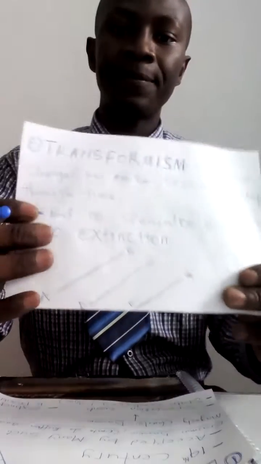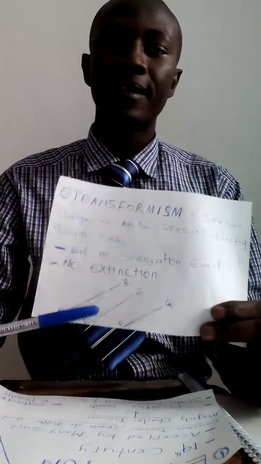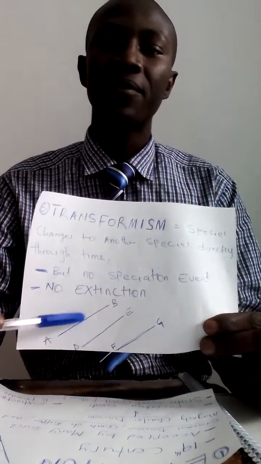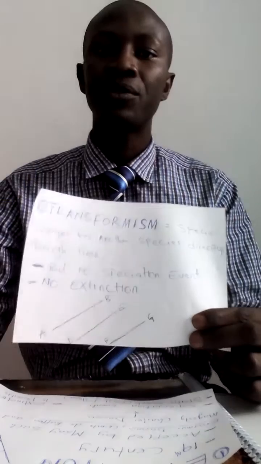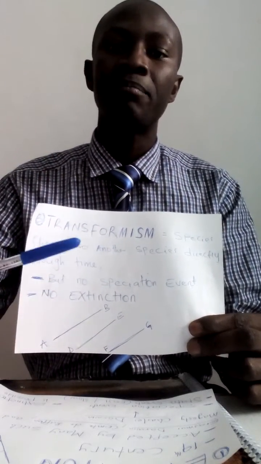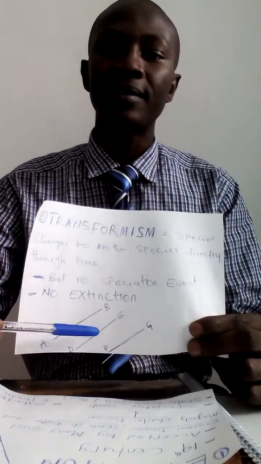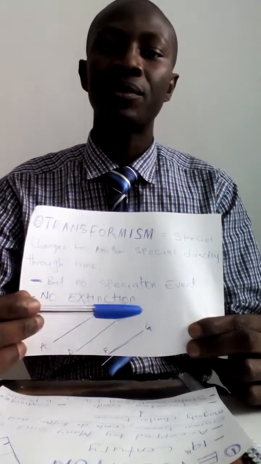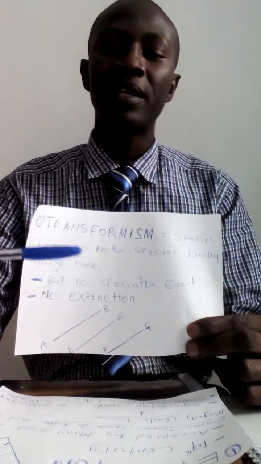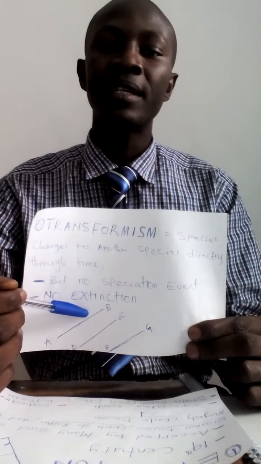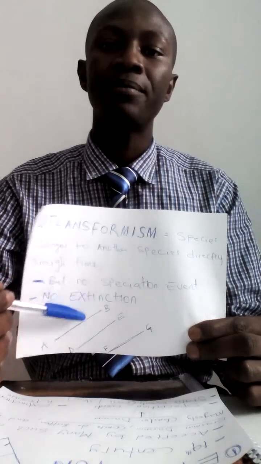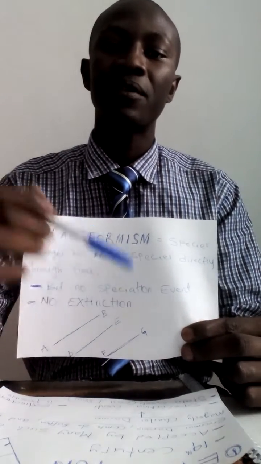And as you can see, this is how we represent transformism. This is species A, which has been transformed to species B, as we said, maybe due to harsh environmental conditions that force this to occur. And likewise, this one also transformed to this one, and this one also transformed to this one. But there is no breakage of lineage, meaning that no lineage splits here to form a new species. That is why the name is transformism. The species just transformed to another one.